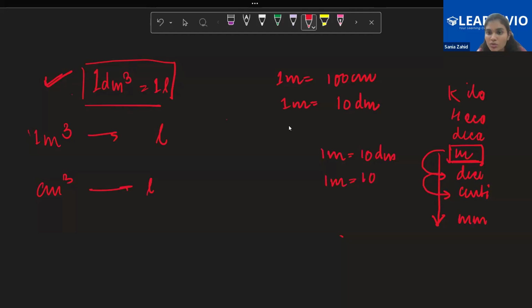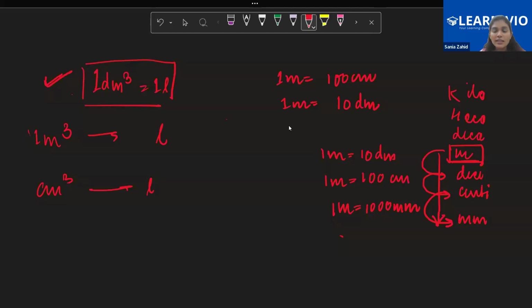So multiply with 2 zeros. So 1 meter is 100 centimeter. You have to go 3 steps below to millimeter. So 1 meter is equal to 1000, 1 meter is equal to 1000 millimeter. Okay, children? Apart, see, this will not be used in the chapter, but still I'm teaching you because you all should know the conversions apart from this chapter also.